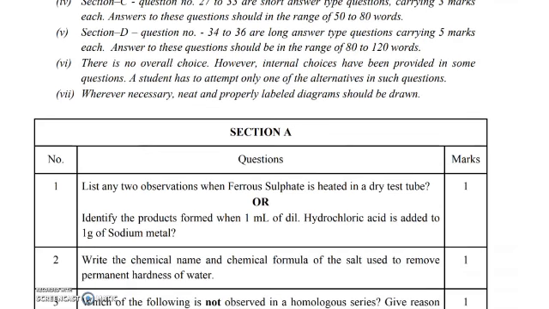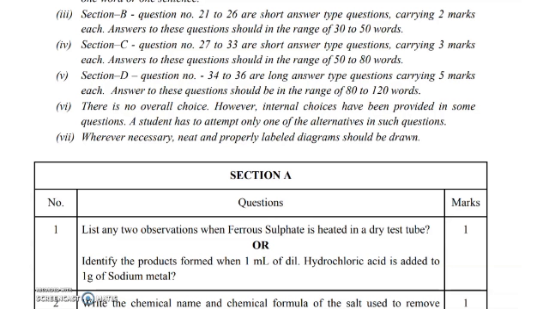If you move to section B, it carries questions from 21 to 26, with 2 marks each. For each question you will get 2 marks, and you have to explain using 30 to 50 words, so 2-3 lines of explanation for each question. Then we move to section C, that is 27 to 33. These are short answer type questions carrying 3 marks each, so the answer should be in the 50 to 80 words range.